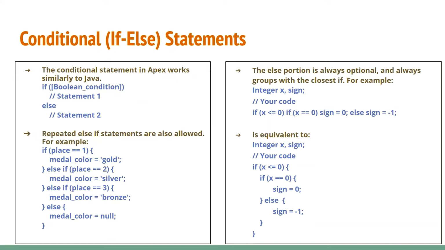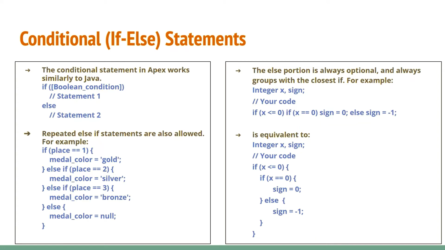For example, if place equal to 1, then the color is gold. Else if place equal to 2, the color is silver. Else if place is 3, the color is bronze. Else, if there is a fifth place, then the color will be null, because the participant will not get any medal.